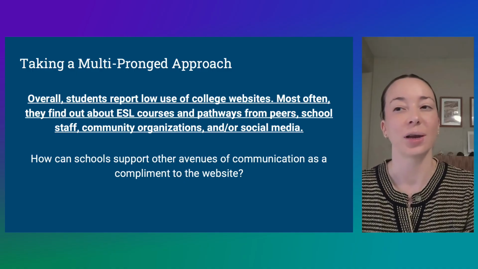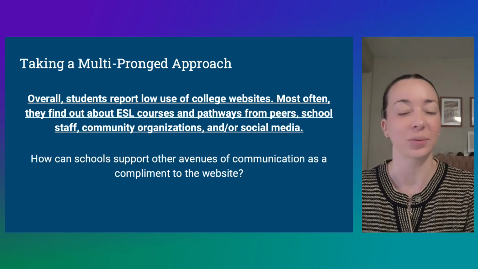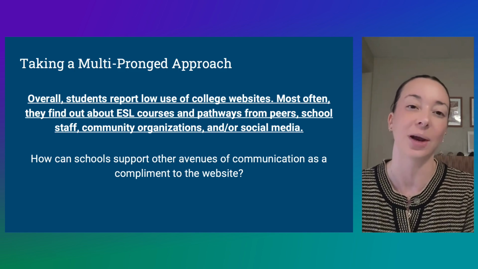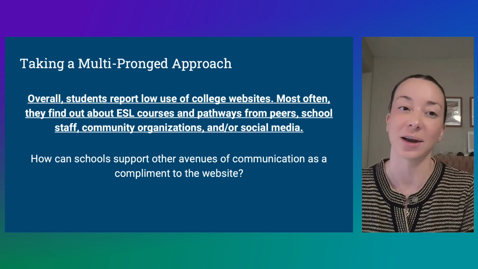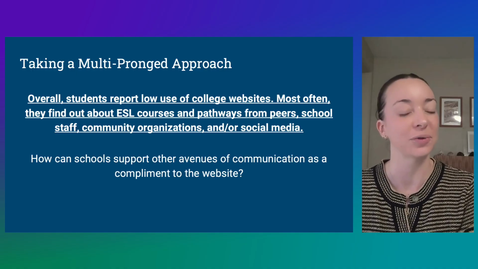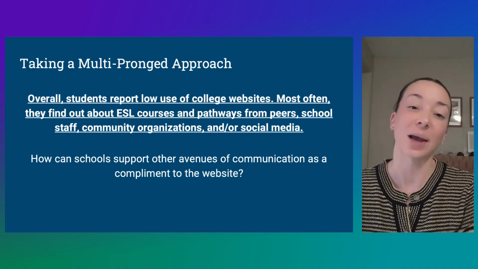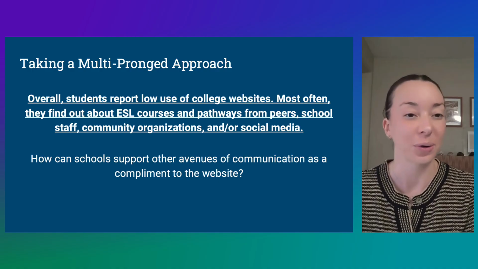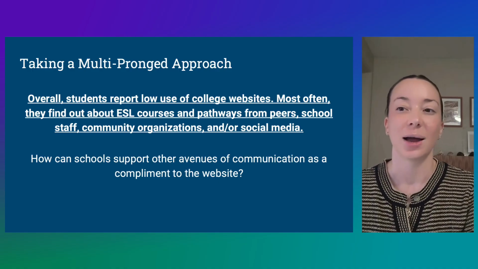Overall, students reported pretty low use of college websites, and most of them report that they actually found out about their ESL programs initially, and continue to find out ongoing information about their courses, more from peers, from school staff, sometimes from community organizations, and sometimes social media, more so than schools' websites.